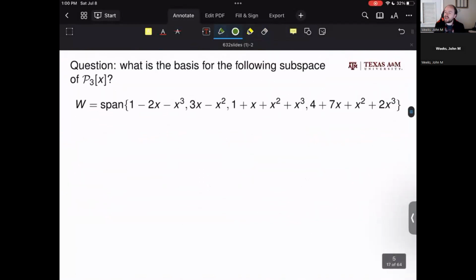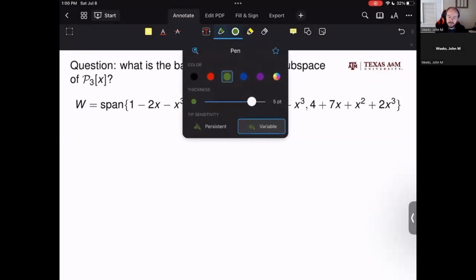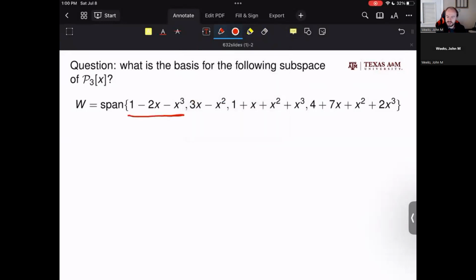So the question is, how can we use this to find bases for subspaces of these more abstract vector spaces? Let's say, for example, we're working in the space of polynomials with degree 3 or less. Let's take the subspace that is spanned by the following polynomials. We have 1 minus 2x minus x cubed, 3x minus x squared, 1 plus x squared plus x cubed, and then 4 plus 7x plus x squared plus 2x cubed. So we have 4 polynomials here, and we know that the dimension of the polynomials is actually 4.